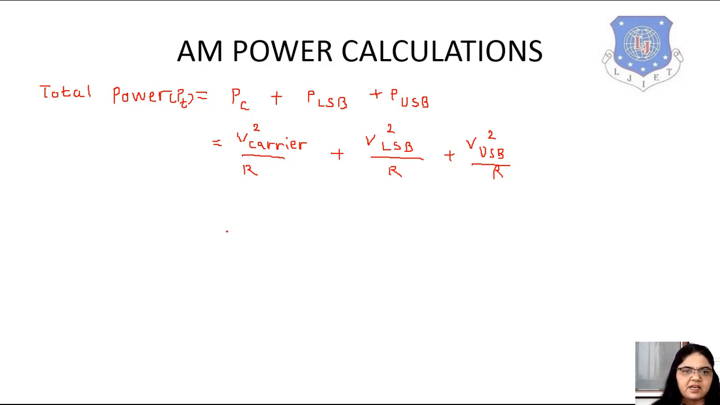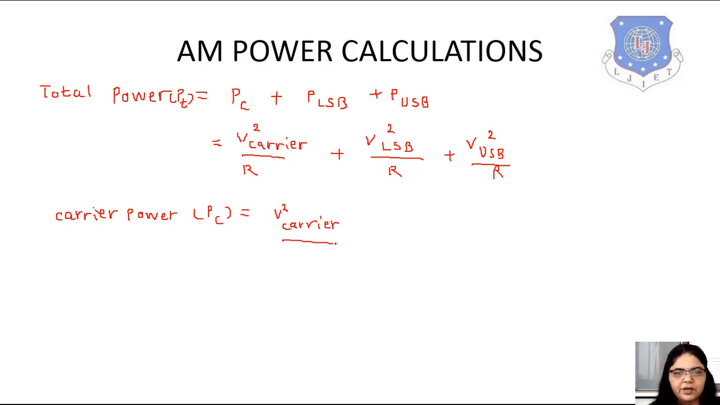So this is my first step. Now individually I need to calculate the carrier power required and the sideband power required. So we will write over here that the carrier power PC is equal to V square carrier upon R.